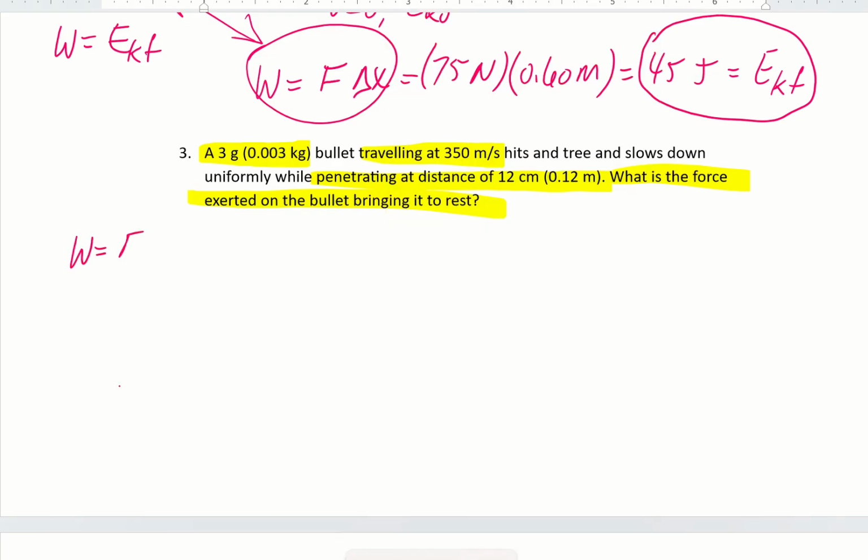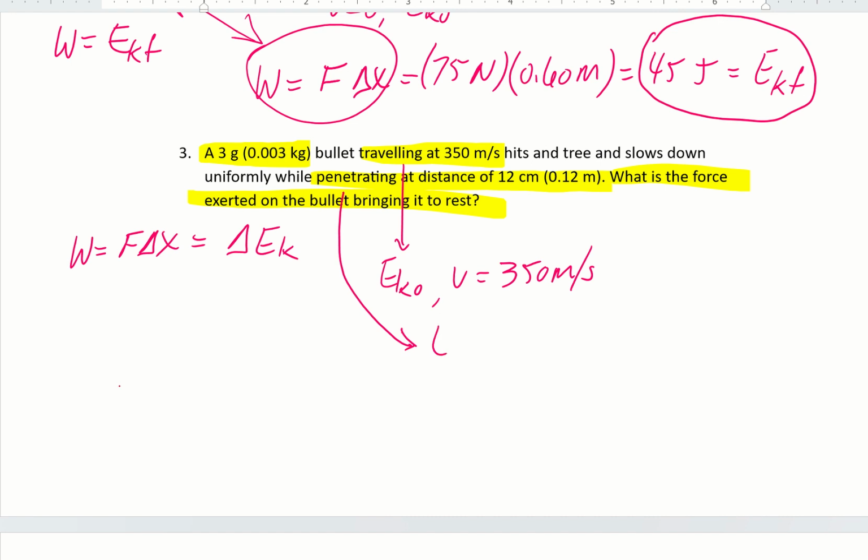So I know that work equals force times displacement, and I also know that it's equal to the change in kinetic energy. So initially, we're traveling at 350 meters per second, and then it penetrates to a distance of 12 centimeters, which implies that it stops. So my final velocity is 0, so my EKF is going to be 0 joules. I know the mass of the bullet, and I know the velocity of the bullet, and I know my final kinetic energy. So I can calculate the work.